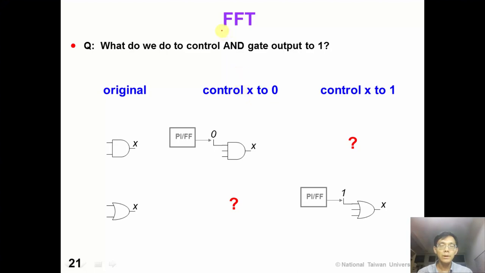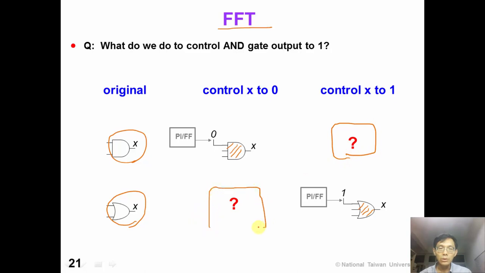Before we end this video, we have a food for thought for you. In the control point slide, we said that if we want to control the AND gate output to zero, we can insert a DFT AND gate. If we want to control the OR gate output to one, we can insert a DFT OR gate. So what should we do if we want to control the AND gate output to 1? What should we do if we want to control the OR gate output to 0? Please think about it. The answer should be quite straightforward.